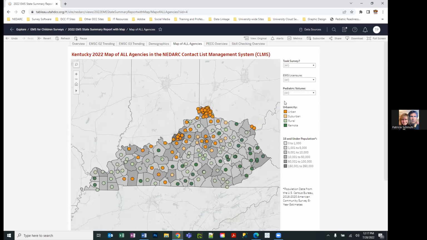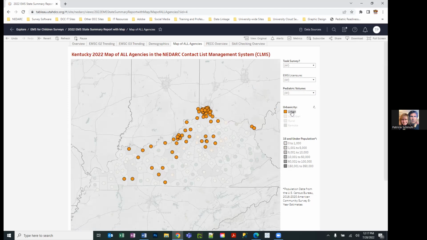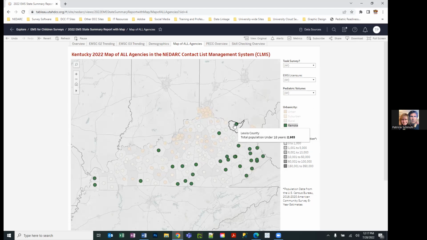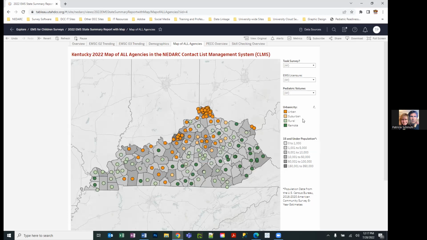I want to also just mention to you that these legends are also filters. So I can click on urban and just see the urban ones, suburban, rural, and remote. And then I can roll over those as well. I do want to mention on urbanicity that a lot of times somebody will email us. This is frequent and it's okay. It's a great question, is that they'll say this is incorrect.